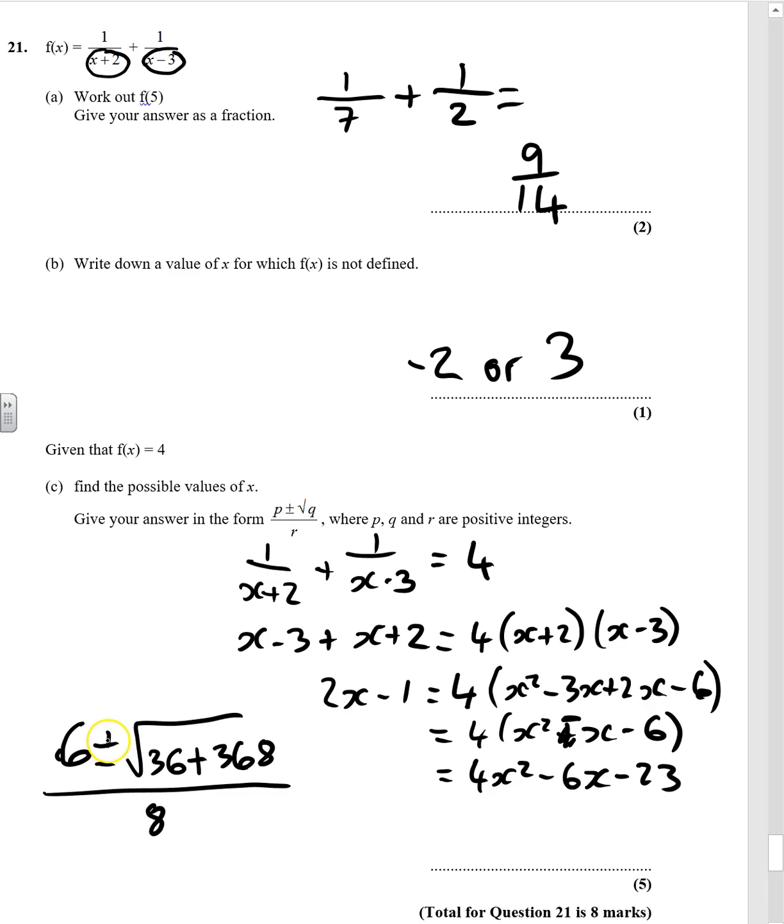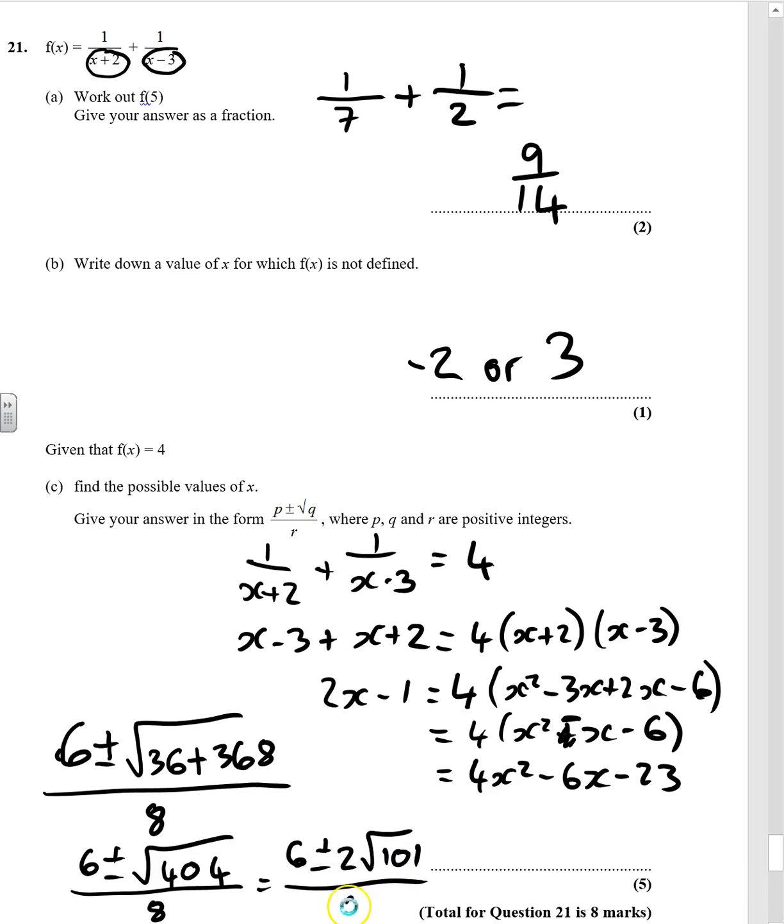This goes to, that should be a plus there, 6 plus or minus the square root of 404 over 8. We can actually simplify. This is a multiple of 4. So it will become 6 plus or minus 2 root 101 over 8. And then we can divide it all by 2. Don't have to. I'm thinking you would get the marks at this stage because it doesn't actually ask for it to be simplified, but it gives us 3 plus or minus the square root of 101 divided by 4.